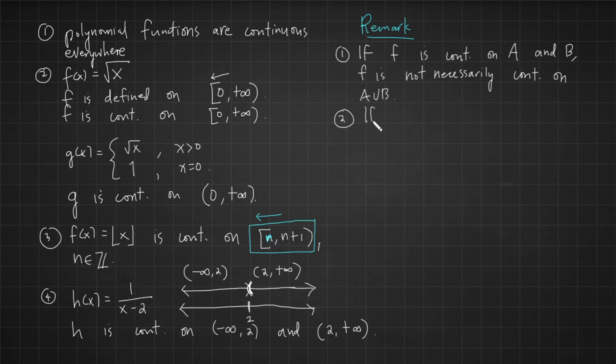So if f is continuous on an interval [a, b], for example, f is not necessarily continuous at x equals a. So ganun din, if I include b in this interval, it does not mean that f is continuous at x equals b.